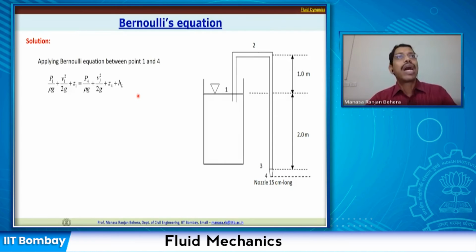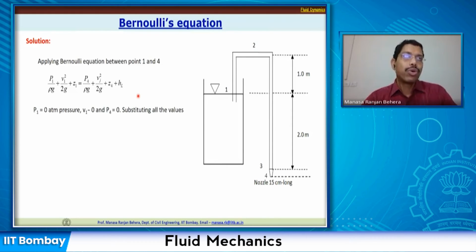Okay. Now if we have this expression, let us start substituting. So we know already that P1 is equal to 0, that is atmospheric pressure, and we are talking in terms of gauge pressure. So it is considered 0. V1 is the velocity that I explained. It is very, very negligible, or it is considered 0. P4 is also 0. Pressure at this nozzle exit is atmospheric again, so it is 0.